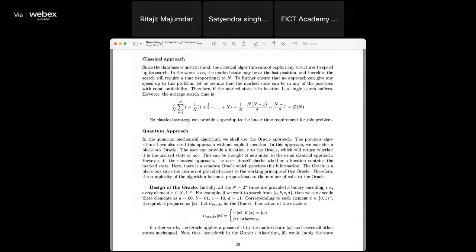So this calculation shows that, okay, if you look into the data set, since it's not structured... sorry, there is a question. Wait, how do I read the question? Yes, I see.